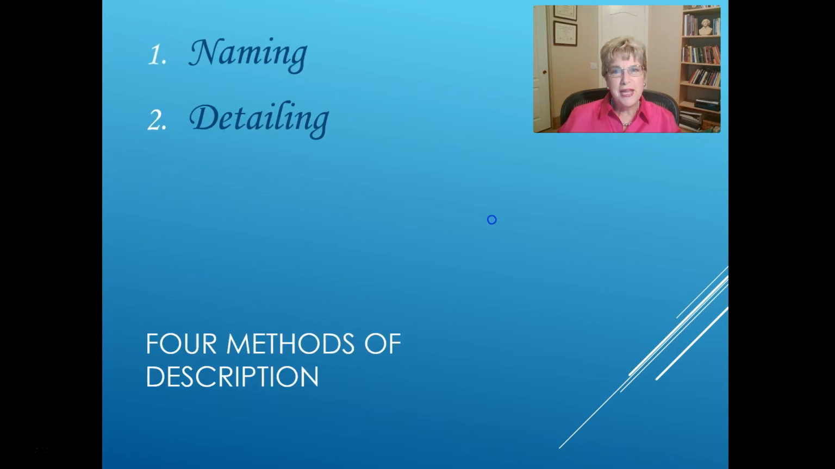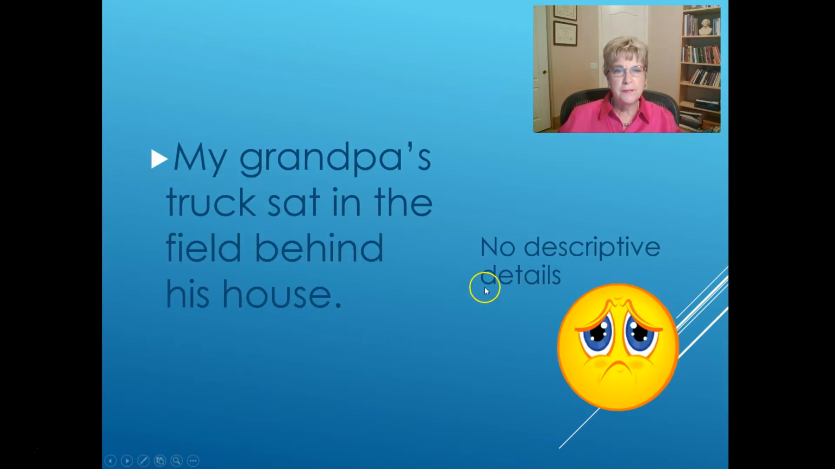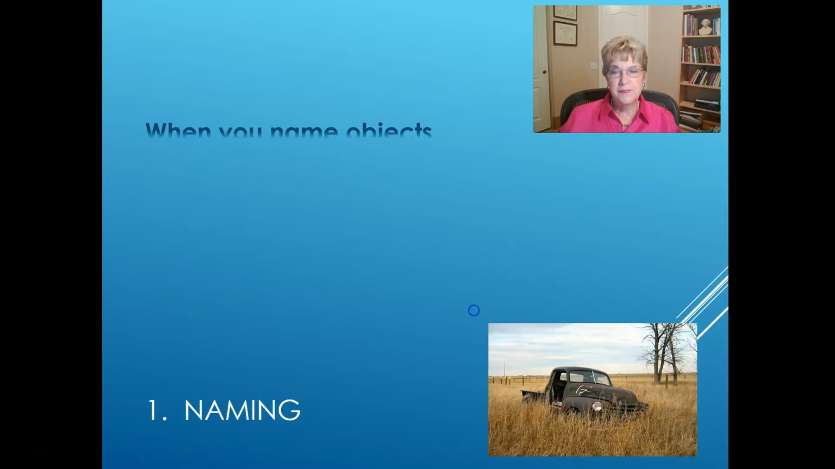Okay, there's 4 ways that we describe. We describe through naming, detailing, comparing, and appealing to the senses. And we're going to examine each one of those in turn. Okay, here's a sad little sentence, and you know why it's sad. There's no descriptive detail. My grandpa's truck sat in the field behind his house.